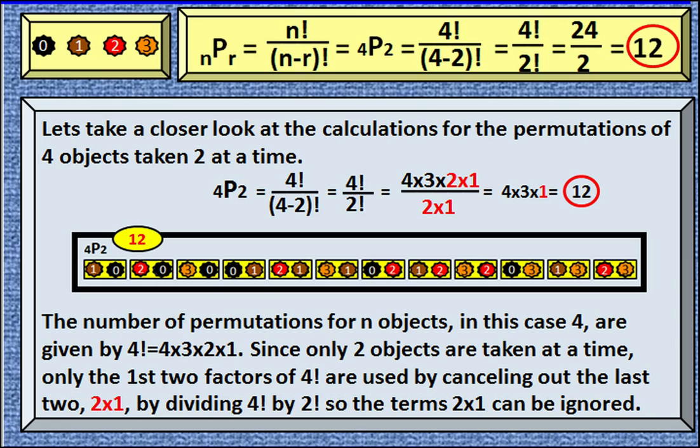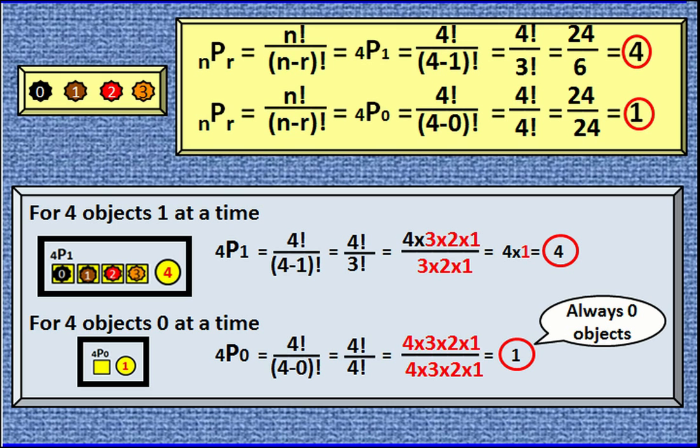The number of permutations for n objects, in this case 4, are given by 4 factorial equals 4 times 3 times 2 times 1. Since only 2 objects are taken at a time, only the first 2 factors of 4 factorial are used by canceling out the last 2 factors, 2 times 1, by dividing 4 factorial by 2 factorial, so the terms 2 times 1 can be ignored. Pause the video and study the formulas and description here to see how the permutations for 4 objects taken 1 at a time and also for 4 objects taken 0 at a time can be calculated.